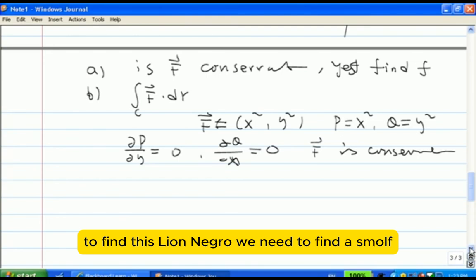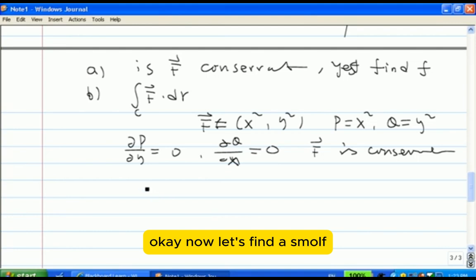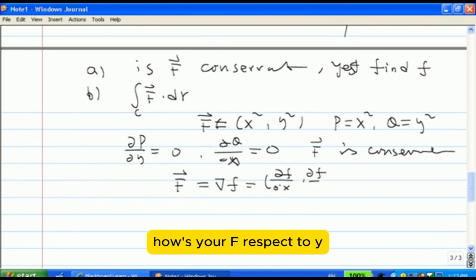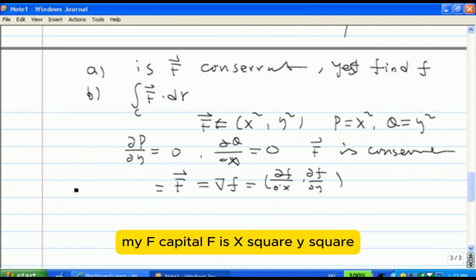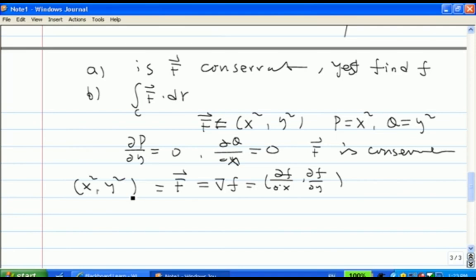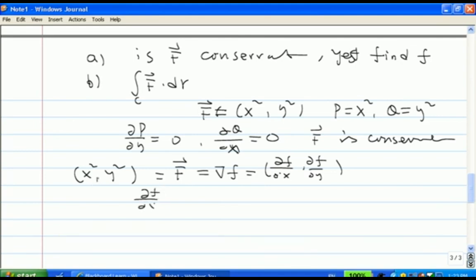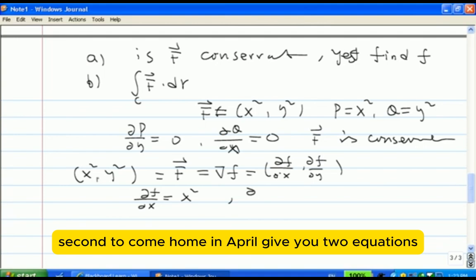Now, if we want to use the fundamental theorem of the line integral to find this line integral, we need to find the small f. We know such a small f exists. What do we mean by small f? That means partial f with respect to x, partial f with respect to y equals my capital F, which is x squared, y squared. So the first component is equal, and the second component is equal. That gives you two equations.